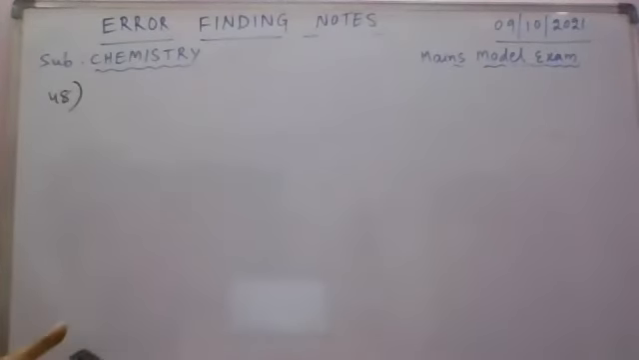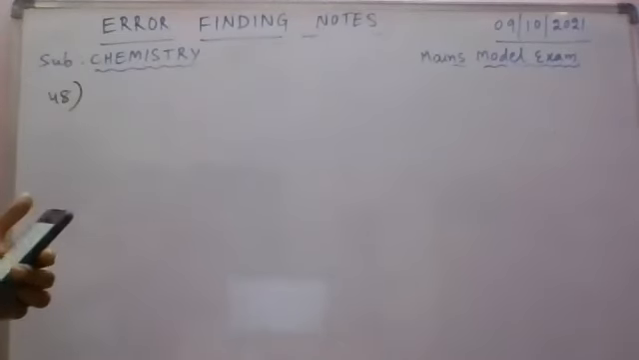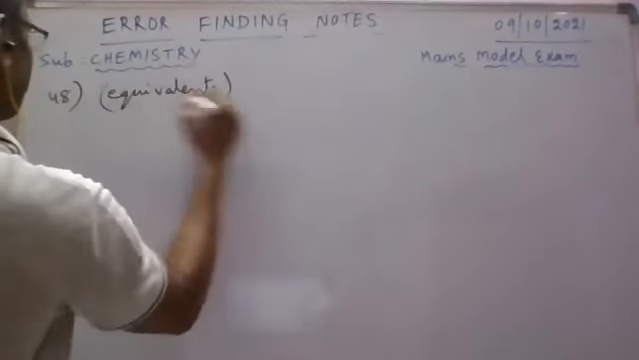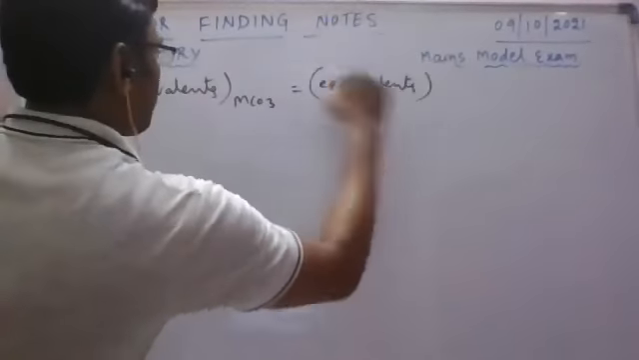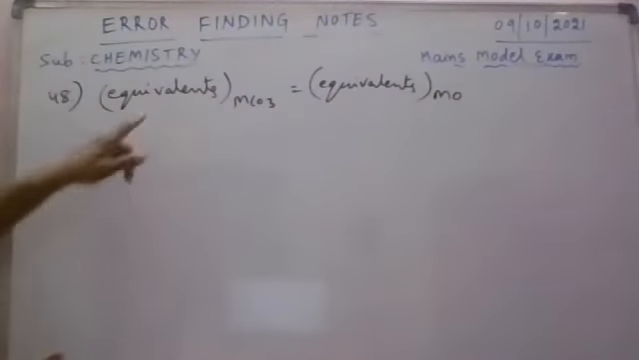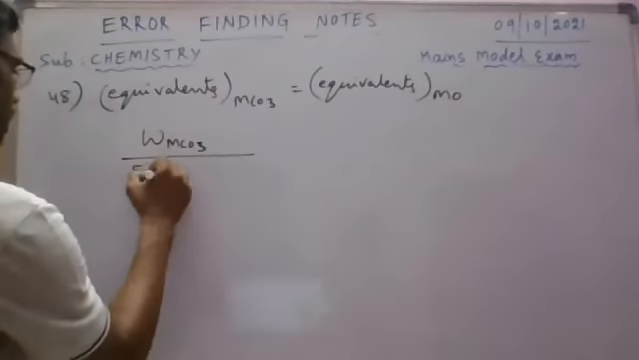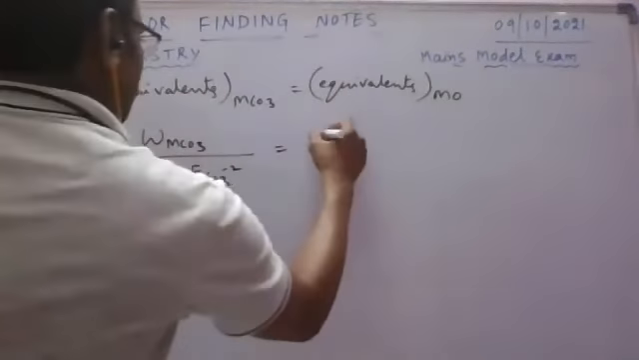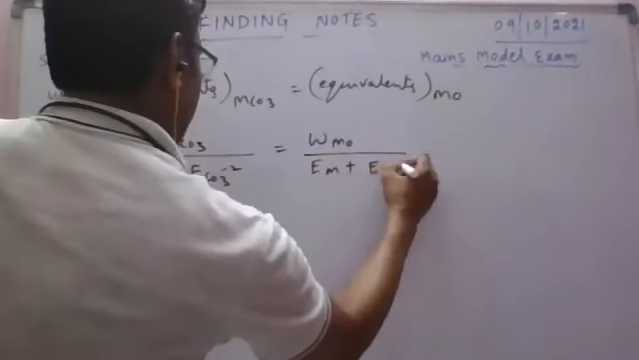Question number 48. Here 10 grams of metal carbonate on heating gives 5.6 grams of its oxide. Here, by the conversion method, the equivalence of metal carbonate is equal to the equivalence of metal oxide. From this you can understand: weight of metal carbonate by equivalent weight of metal plus equivalent weight of carbonate is equal to weight of metal oxide by equivalent weight of metal plus equivalent weight of oxide.